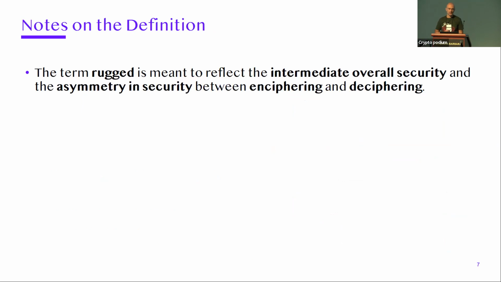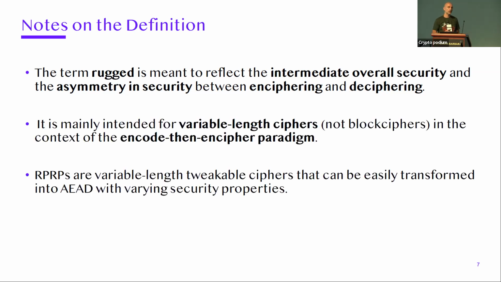A few notes about the definition. The term rugged is meant to reflect the intermediate overall security of the primitive, but more importantly, the asymmetry between the security that is required from the enciphering algorithm and the deciphering algorithm. So the enciphering algorithm is now required to be more pseudo-random than the deciphering algorithm. And the second point to note is that this notion is mainly intended for variable length ciphers in the context of the encode-then-cipher paradigm.